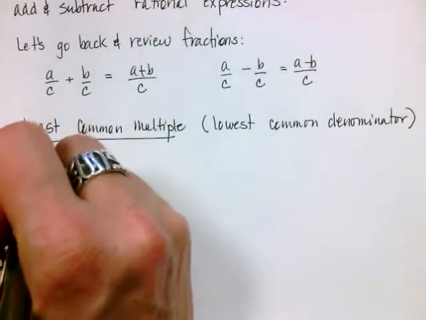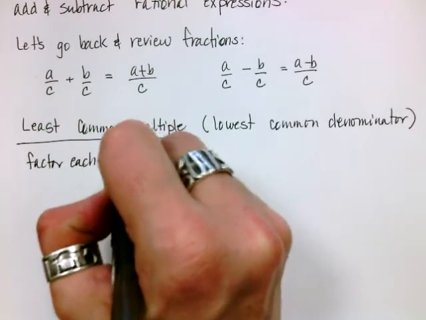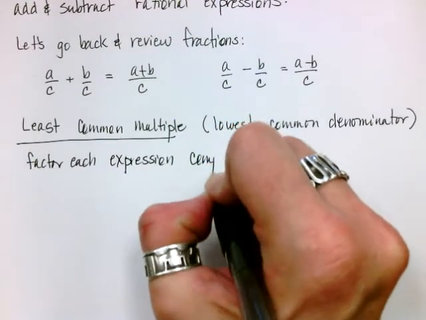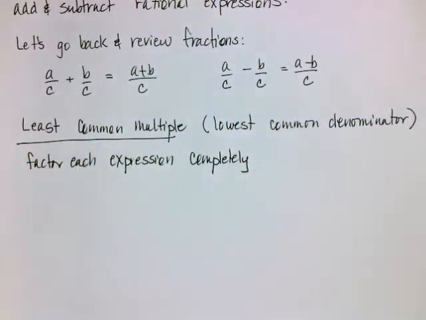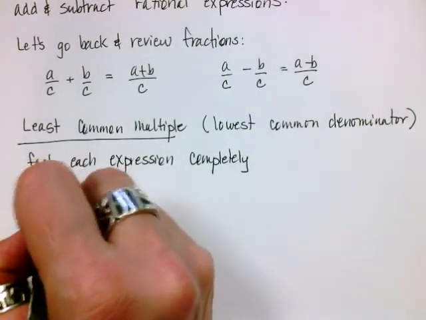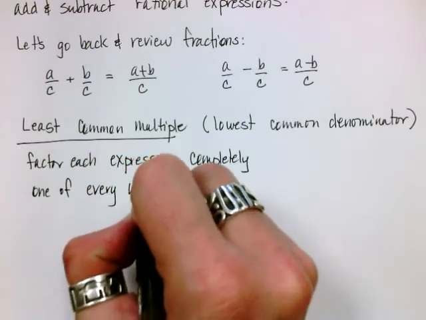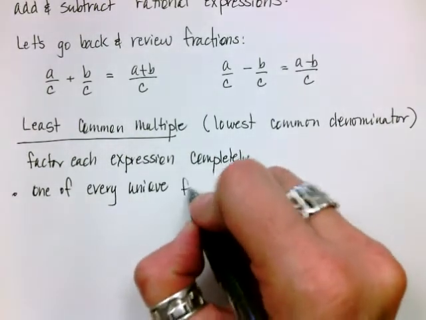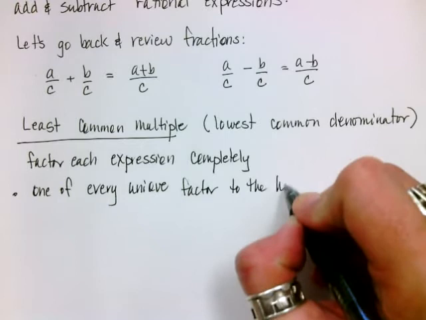Okay, so I want to factor each expression completely. And then here's the tricky part. The lowest common multiple, the lowest common denominator, is one of every unique, I like spelling that word, I think it's cool, unique factor to the highest degree that it occurs.